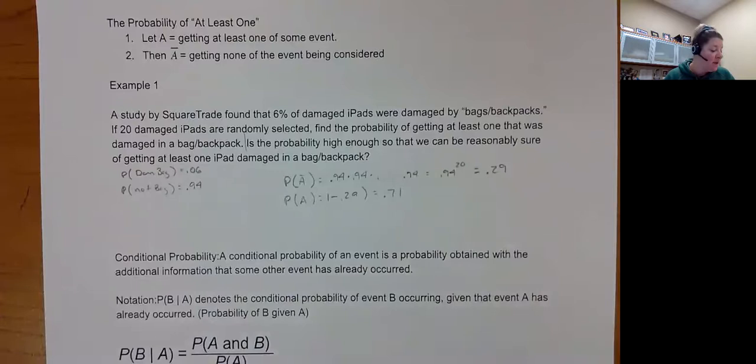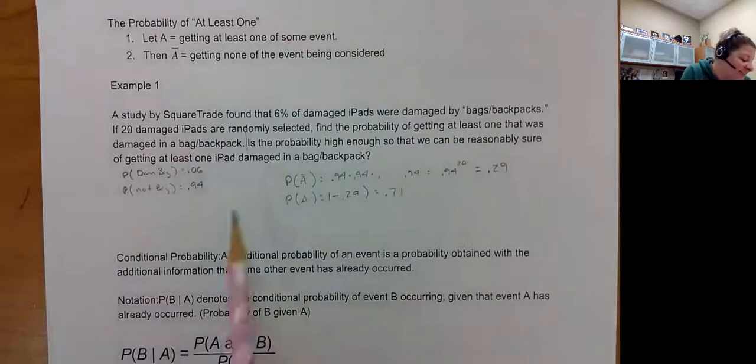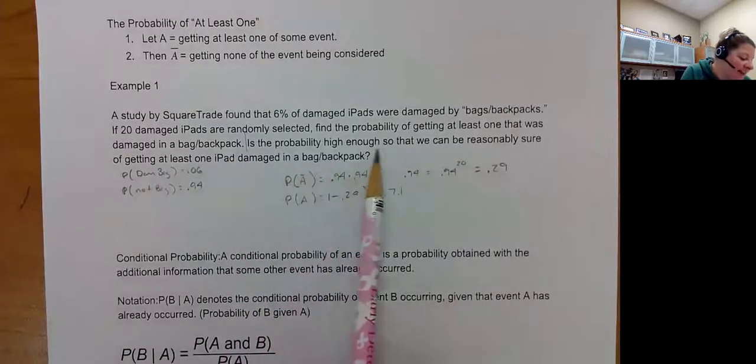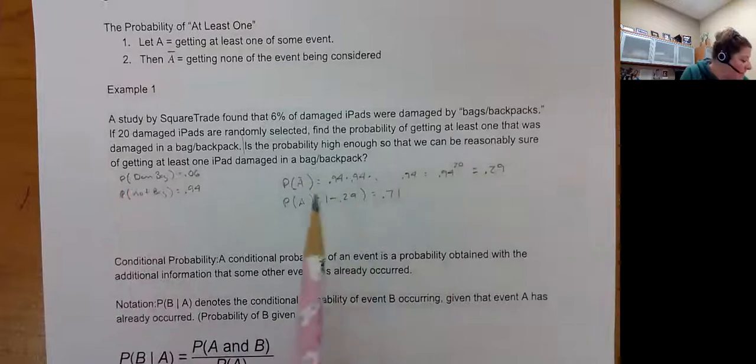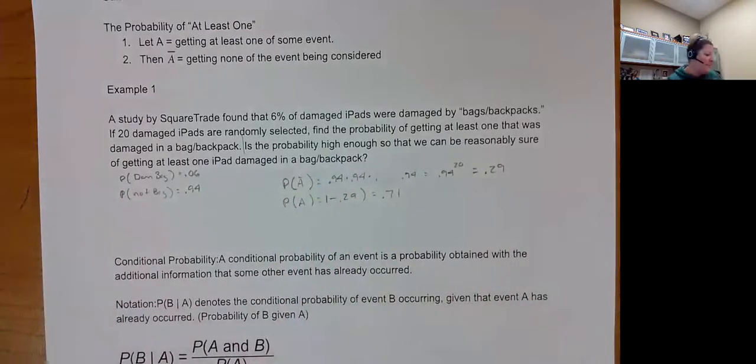All right. So if I'm asked at least, we just have to know that we're going to have to use complements. So what else does this ask? It says, is the probability high enough so that we can reasonably be sure that at least 1 is damaged? 71%? Yeah, I would say that's pretty high. I would say it's high enough to say it's damaged by a bag.